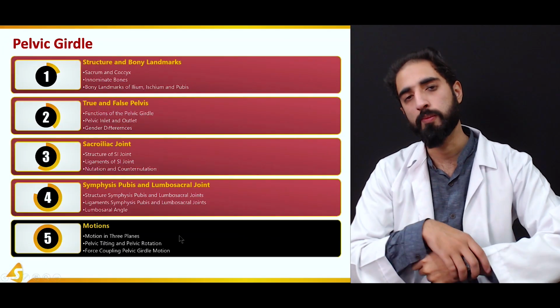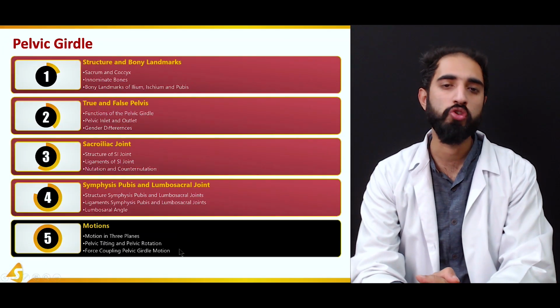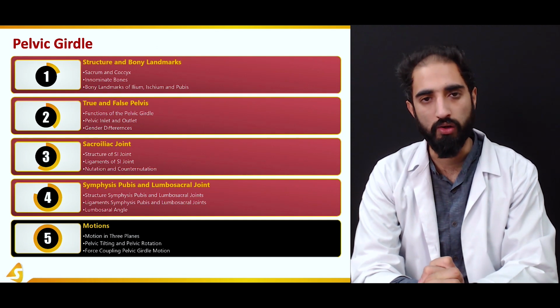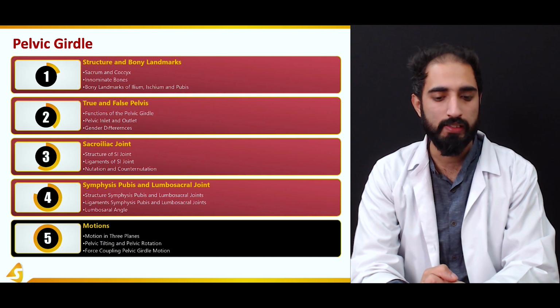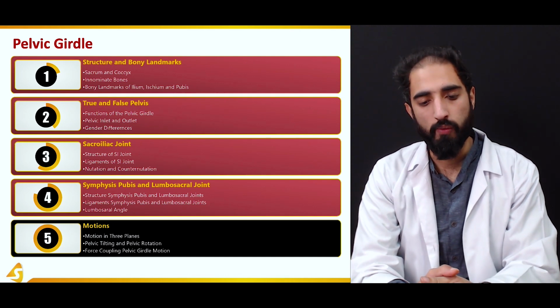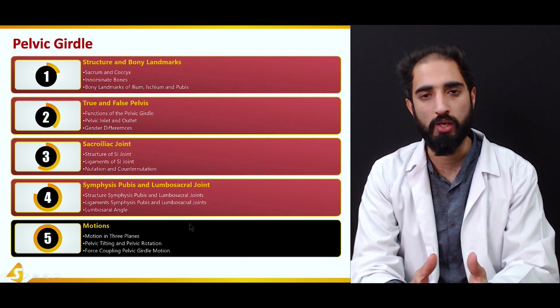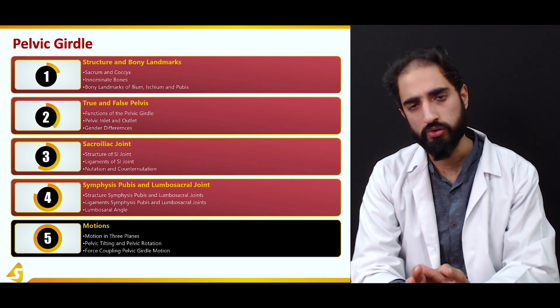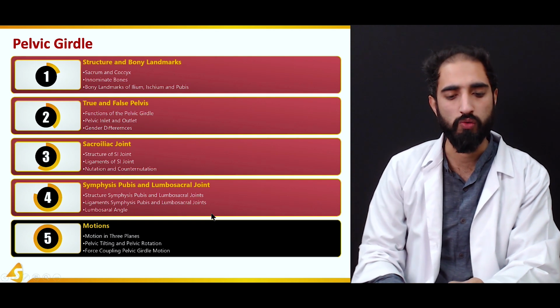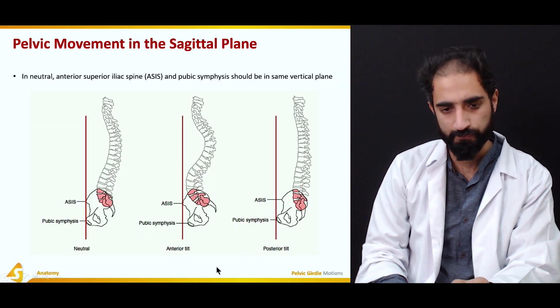So we're going to talk about the movement or motions at the pelvic girdle or the pelvis in terms of the three planes and axis. We're also going to take a look at the pelvic tilting, both anterior and posterior pelvic tilting and lateral pelvic tilting, and the pelvic rotation as well. We're also going to talk about the force coupling and the muscular action in pelvic girdle motion.